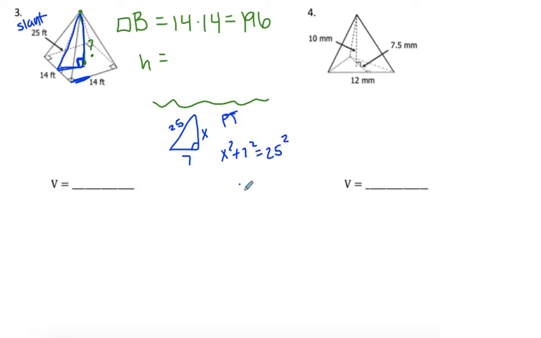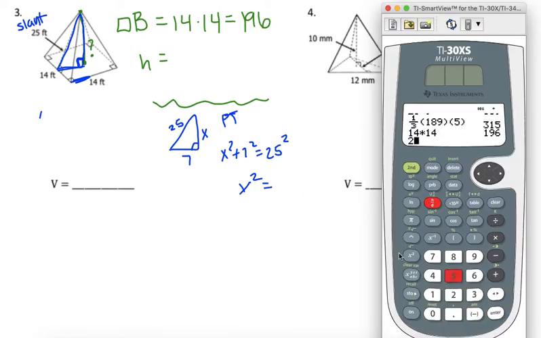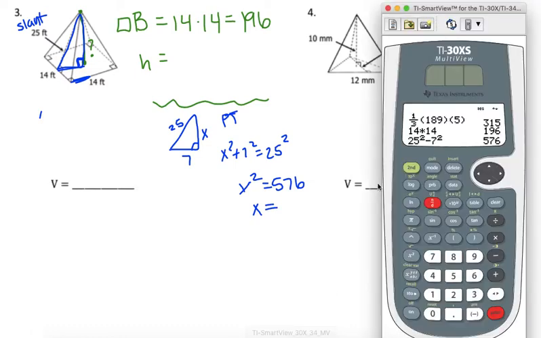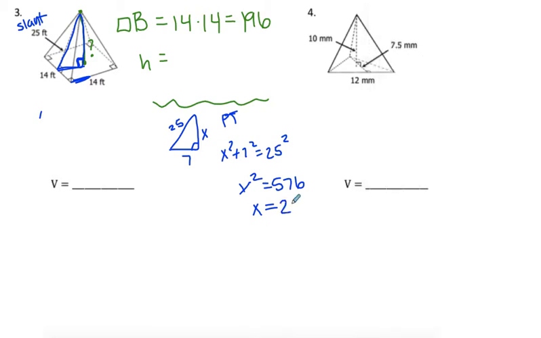All right, so once I solve this, I'm going to use my calculator to subtract 25 squared minus 7 squared to get x squared by itself. So I get 576 here, and square root to find the height there. So I'll take the square root. Whoop, that's the wrong button. Square root of my answer, and I get 24. All right, so it was close to the 25, but the height of this is going to be 24.